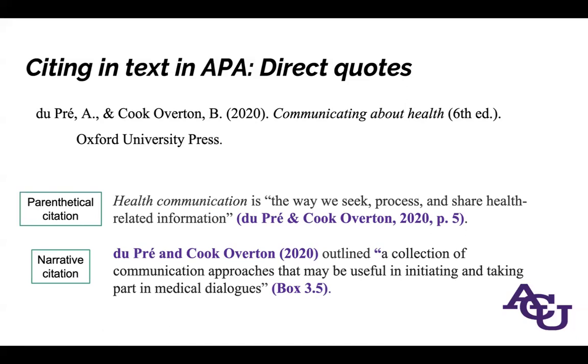Keep in mind that if you're directly quoting, you can also cite a specific part of a source. And in this case, you're being asked to refer to box 3.5. So if you happen to choose to quote a tip from box 3.5, you can actually also cite it using box 3.5 as the locator information. In the bottom example, I have Dupre and Cook Overton with the year immediately after their name in my sentence. And then after the direct quote, I've put box 3.5 as a way to designate the location of the quote in the Dupre and Cook Overton source.